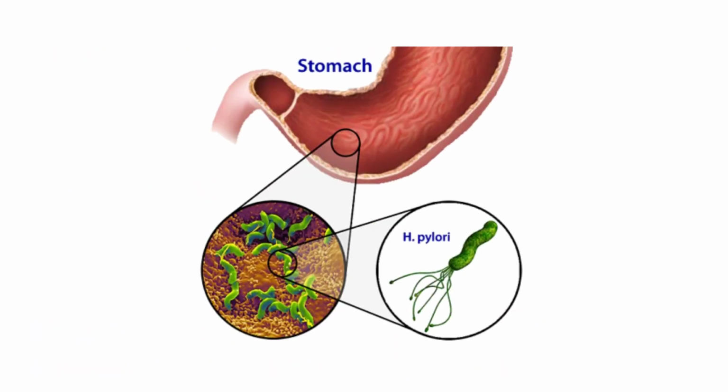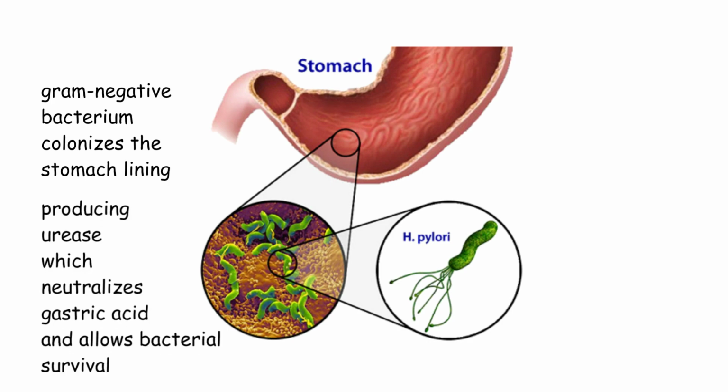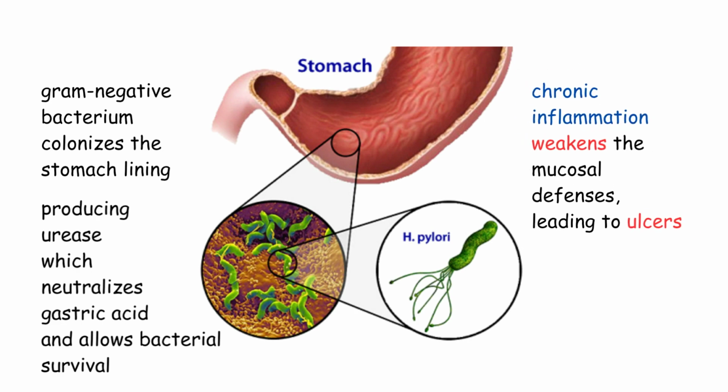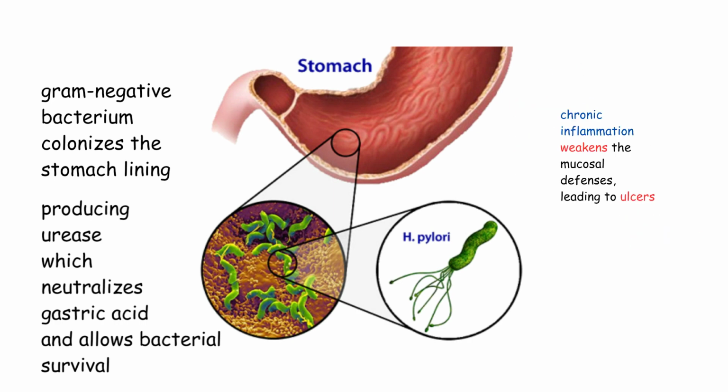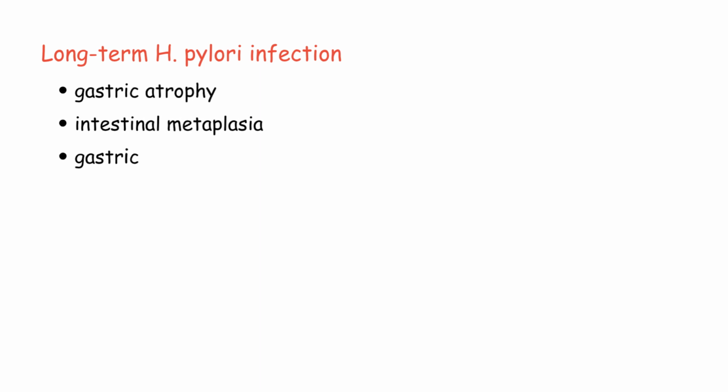Now, let's discuss the role of Helicobacter pylori in PUD. This gram-negative bacterium colonizes the stomach lining, producing urease, which neutralizes gastric acid and allows bacterial survival. The resulting chronic inflammation weakens the mucosal defenses, leading to ulcers. In some cases, long-term H. pylori infection can contribute to gastric atrophy, intestinal metaplasia, and even gastric malignancy.